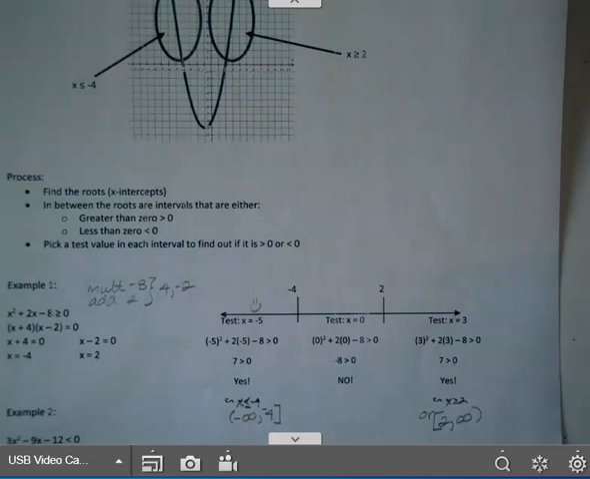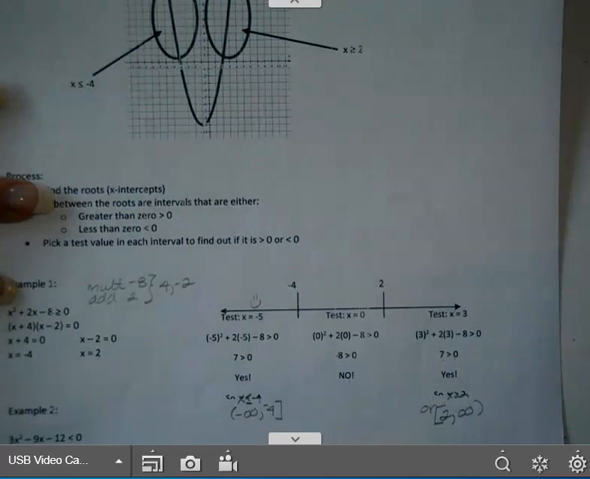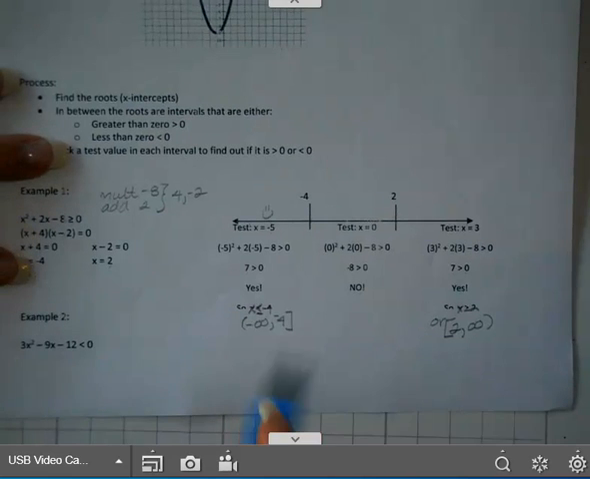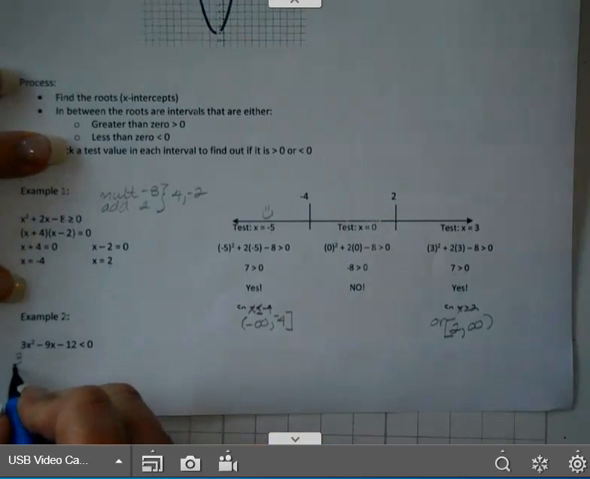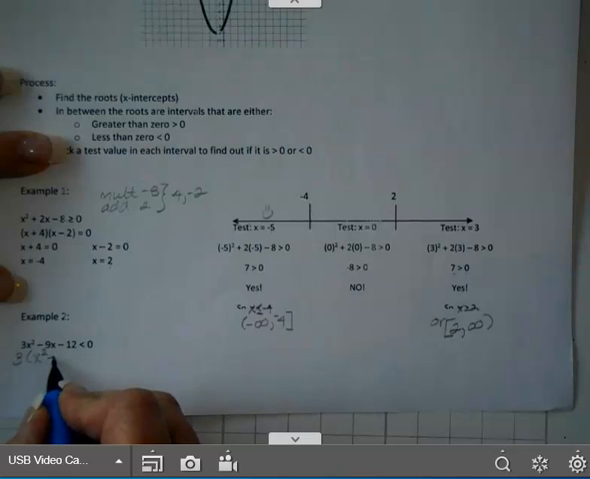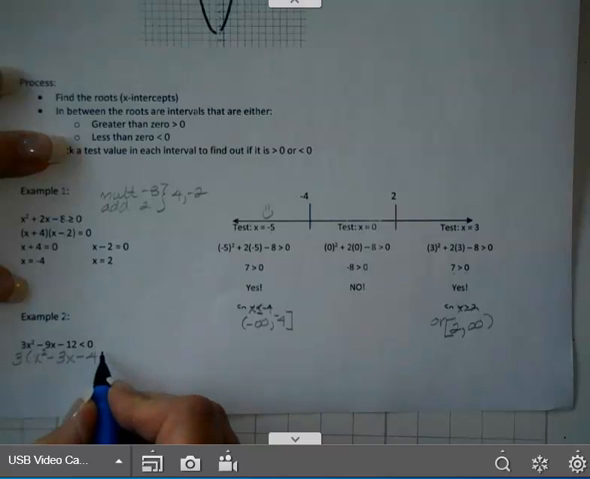Let's look at example 2. So on this one I have 3x squared minus 9x minus 12 is less than 0. So I want to go ahead and factor that. They have a 3 in common. This is now x squared minus 3x minus 4 is less than or equal to 0.